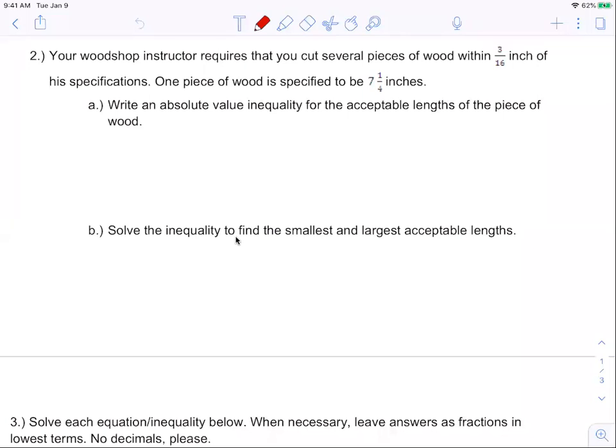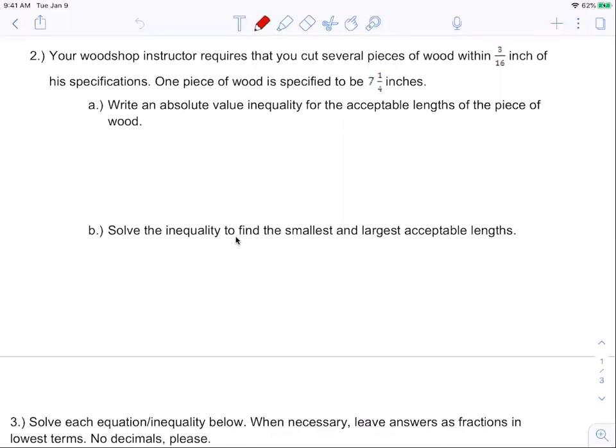Okay, so looking at number 2, your woodshop instructor requires you to cut several pieces of wood within 3/16 of an inch of his specifications. One piece of wood is specified to be 7 1/4 inches. So your goal is to cut a piece of wood the length of that wood is supposed to be 7 1/4 inches. That's what the wood is supposed to be cut to.